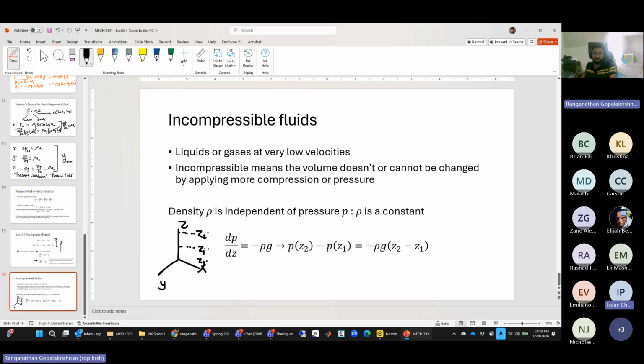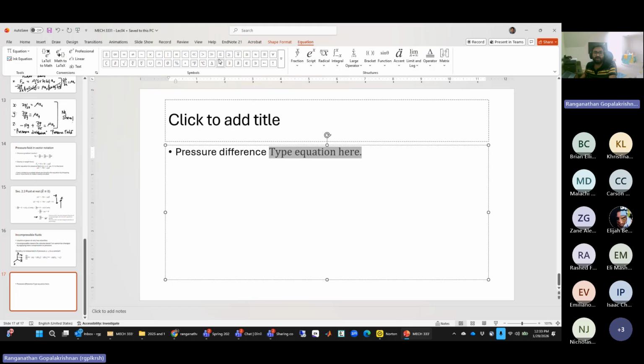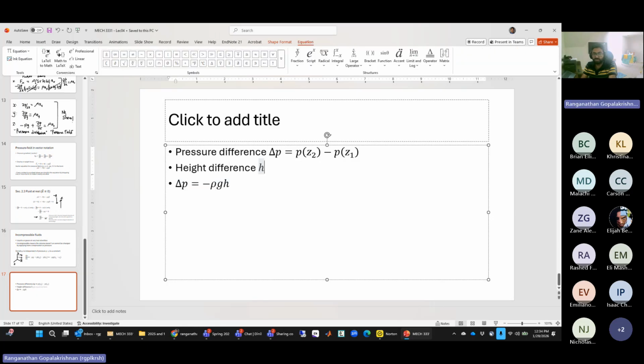All right. So we want to introduce some terminology here that is commonly used. That's why I'm introducing it. Pressure difference is commonly denoted as delta P, and that could be the pressure difference between 2 points which differ in height. And we'll write delta P is equal to minus rho G times H. Then there is height difference. H is equal to Z2 minus Z1.